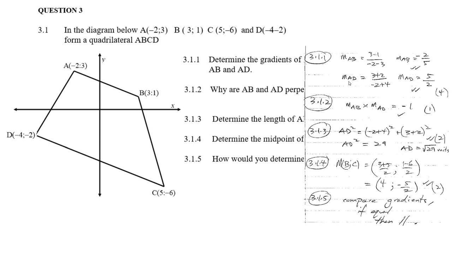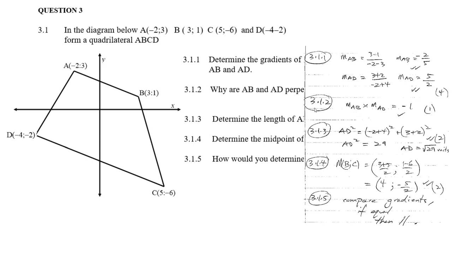Let's try this gradient here, the gradient AD. Well, we have the change in y is 3 minus minus 2. That's 3 plus 2. And minus 2 plus 4. Well, that's going to give you 5 over 2. Minus 2 plus 4 is 2. 5 over 2. Well, that's it.